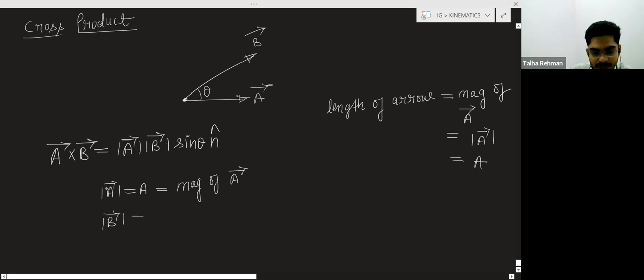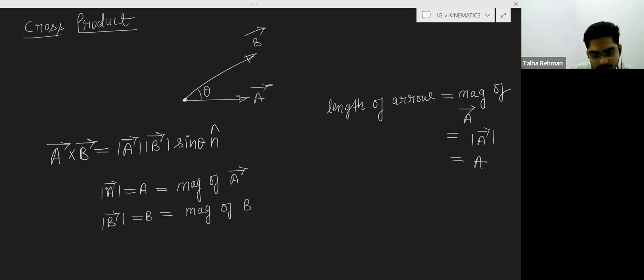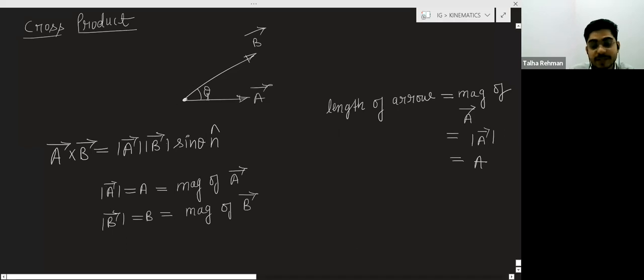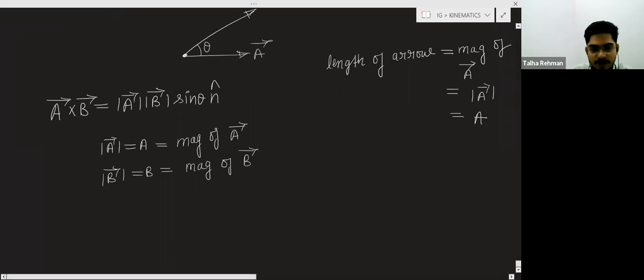Mod of B vector, we can write it as B also. This is equal to the magnitude of B vector. What is theta here? The angle between A vector and B vector. Okay, theta and n cap. Now I am telling n, and this is cap.